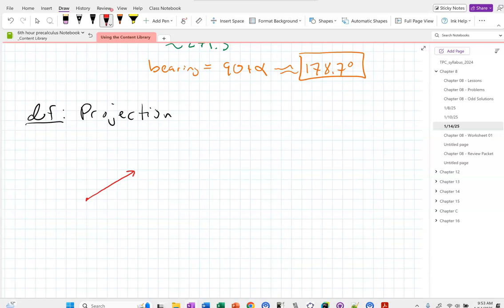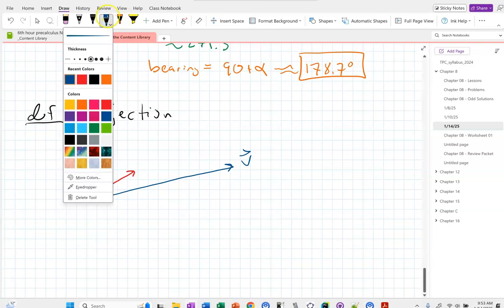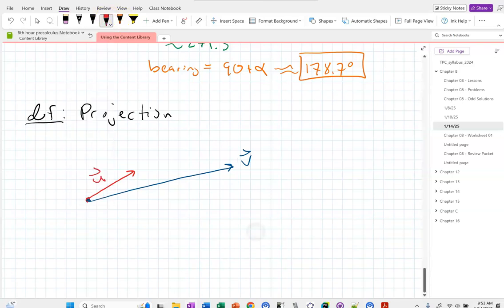So let's say we have some vector here, u. And I have some other vector here, we'll call that guy v. And what I want to do is break up my vector u into some other vector that's in the direction of v plus whatever the leftover stuff has to be so that it's still equal to u.